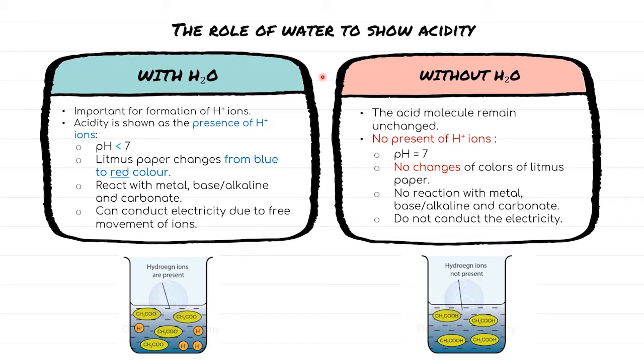Next, let us look at the case without water. What happens when there is no presence of hydrogen ion? The acid molecule remains unchanged, and with no hydrogen ion, the pH stays at 7, which is neutral. There is no color change of litmus paper because the pH is neutral. When neutral, there is no reaction with metal, alkali or carbonate, and it does not conduct electricity.